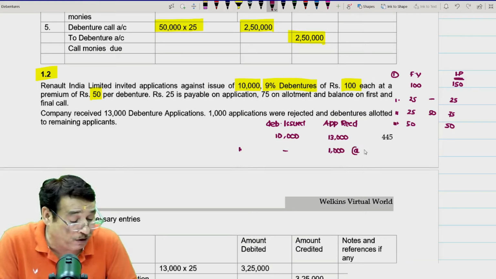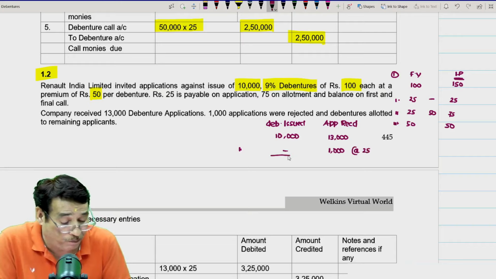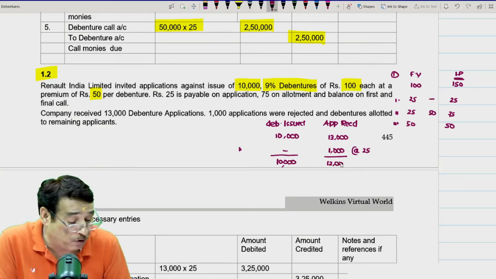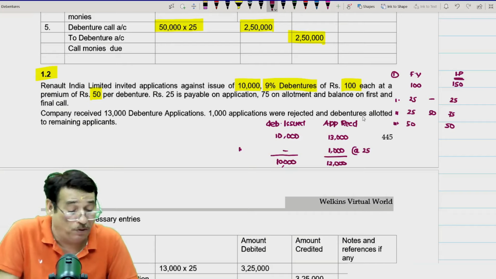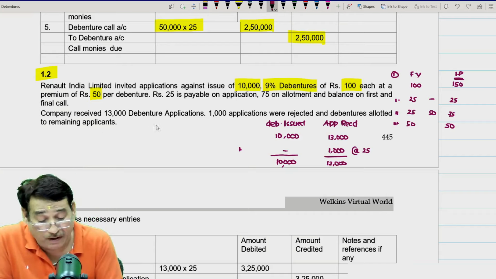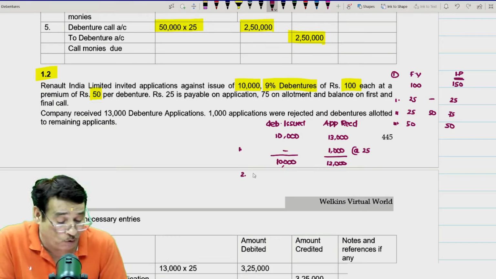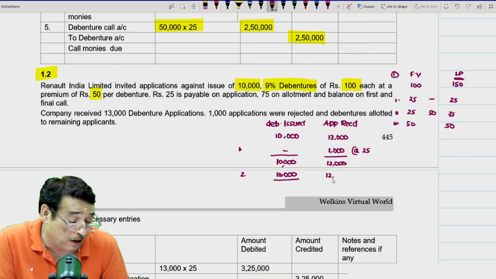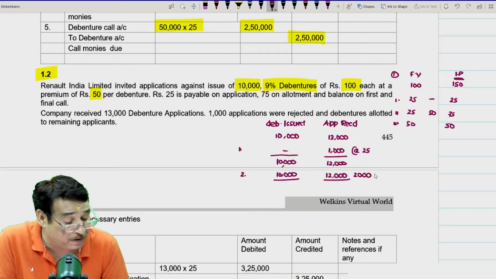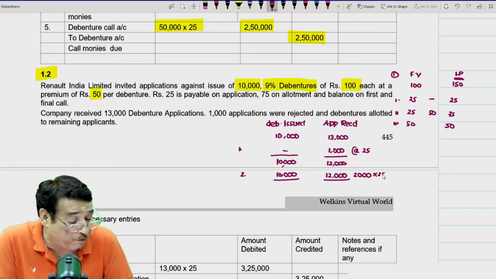You are going to refund their amount at the rate of 25. Application rate is 25. So remaining debentures are 10,000. Remaining applicants are actually 12,000 because 1,000 applications you rejected. And further, it is given that applications were rejected and debentures allotted to the remaining. So quite obviously you are left with 10,000 debentures and 12,000 applicants. So 2,000 excess applications into 25, 50,000 you will take to allotment.